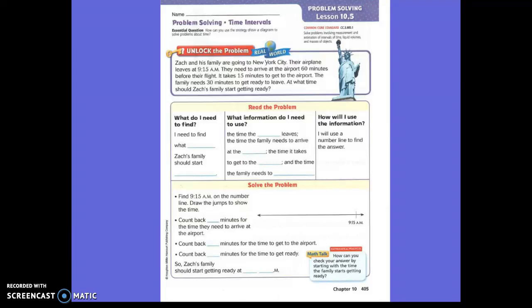Right, boys and girls, today we are going to solve problems involving addition and subtraction of time intervals by using the strategy, draw a diagram. Okay, let's read the problem.